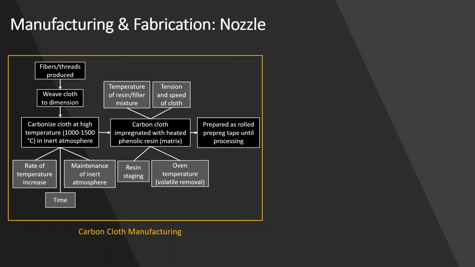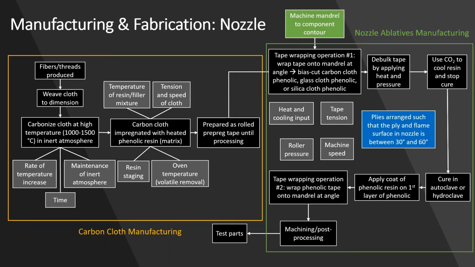In the first one, tape will be wrapped onto a mandrel at a desired angle, usually between 30 and 60 degrees. The wrapping depends on the heating and cooling inputs, roller pressure, machine speed, and tape tension. After initial cure, the second tape wrapping cycle can be performed. The product will then be post-processed and tested.